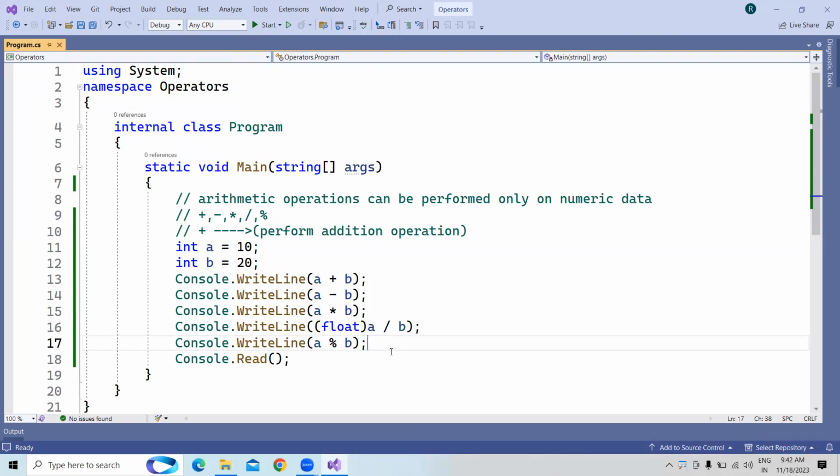So these are the operators we use to perform arithmetic operations in C#. In the next video we will discuss the assignment operators.